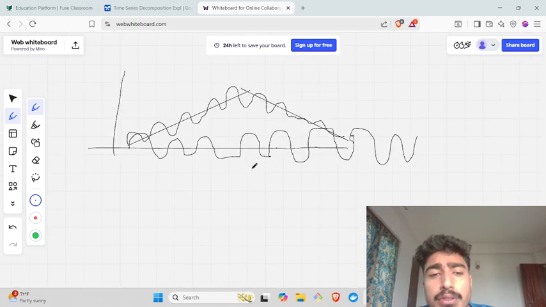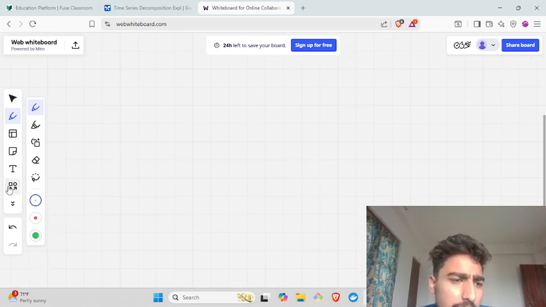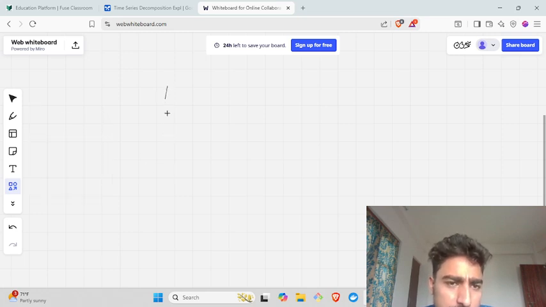And we use the multiplicative model if our seasonality changes with the change in trend.